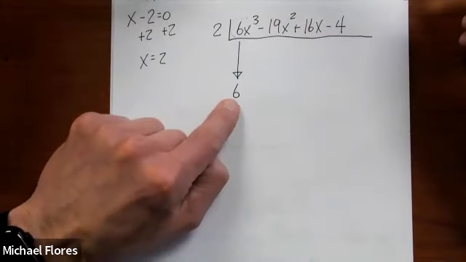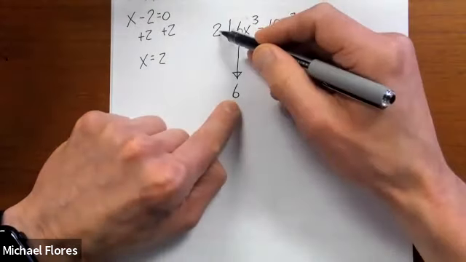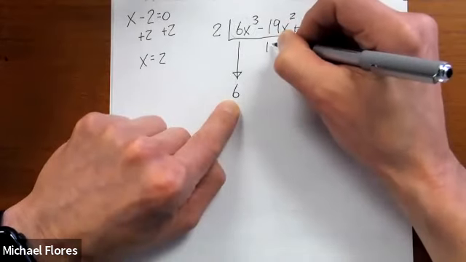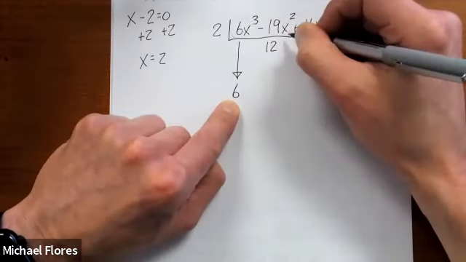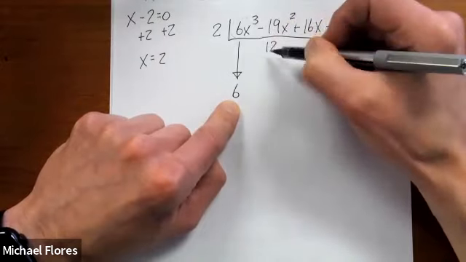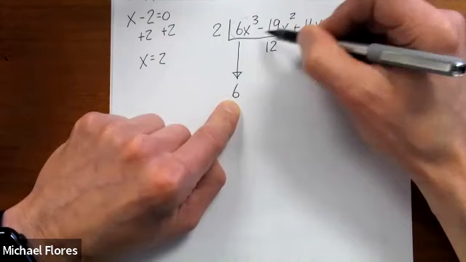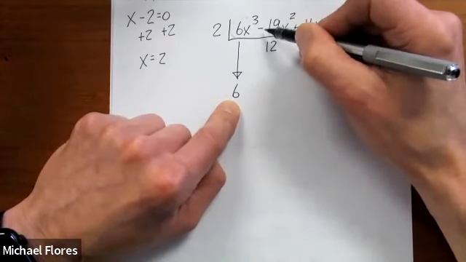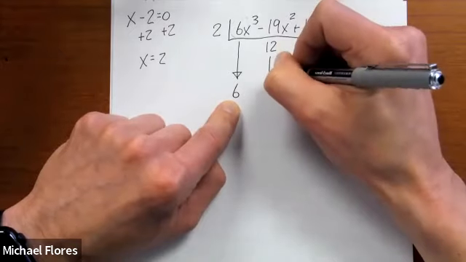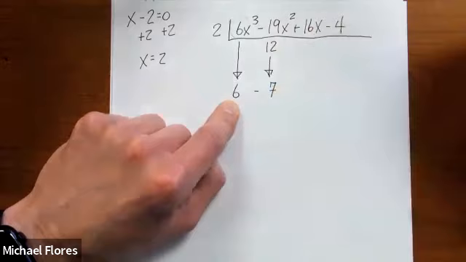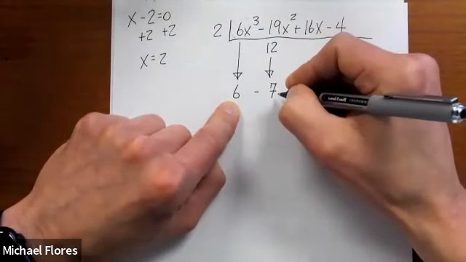Now, whatever we drop down, we are going to multiply with that number there. 6 times 2 is 12. Write the result just underneath the next term. And now we're going to do whatever these signs tell us to do. This is a negative 19. This is a positive 12. So negative 19 combined with positive 12, that result would be negative 7. I have now dropped down to negative 7.